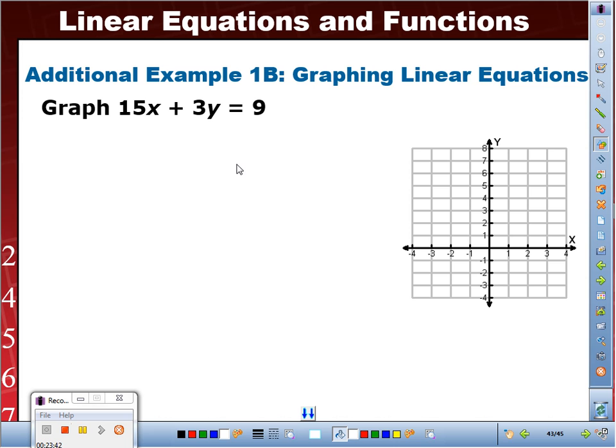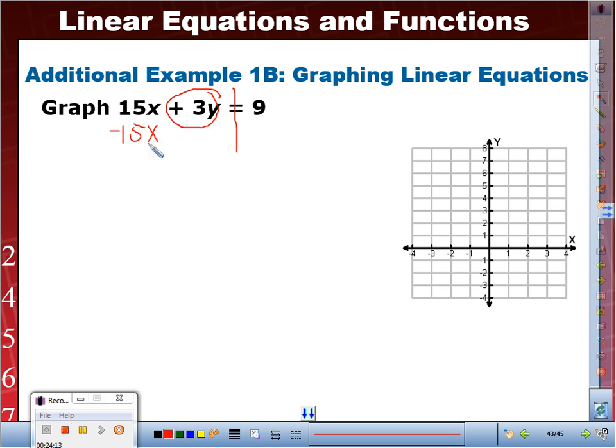So, step 1 was a rule. They gave us a rule. Step 2, is it solved for y? No. That means we need to do that first. Y needs to be by itself. What's next to it? 15x. It's a positive 15x. How do we cancel that? Minus 15x, minus 15x. We're left with 3y equals negative 15x plus 9.